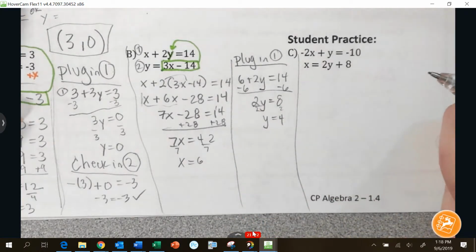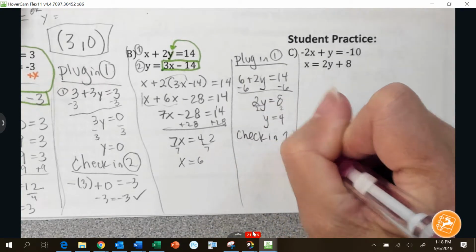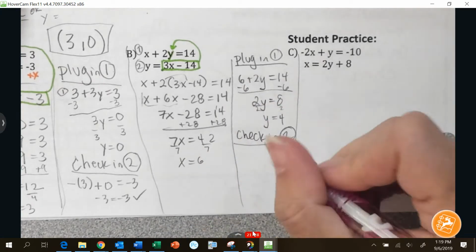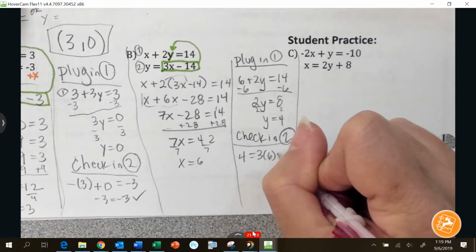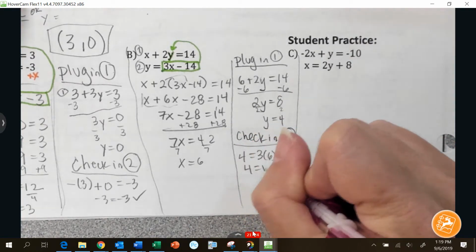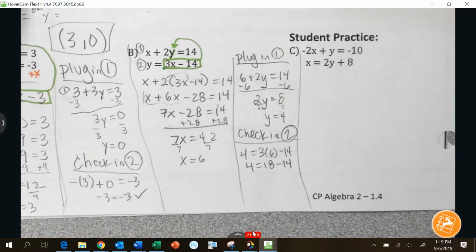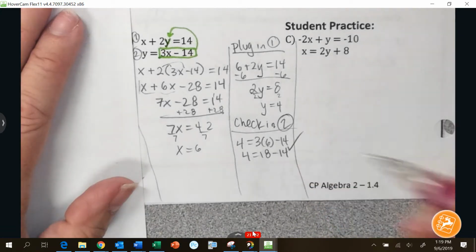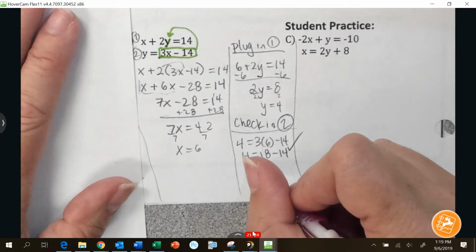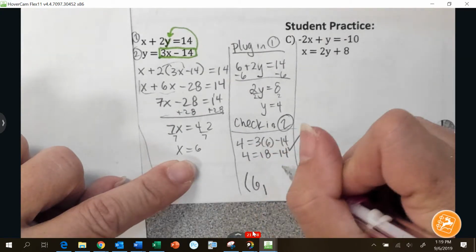So I did plug in 1, now I do check in 2. So 4 equals 3 times 6 minus 14. 4 equals 18 minus 14. Is that true? Yes, it is. So my answer is x is 6, y is 4.